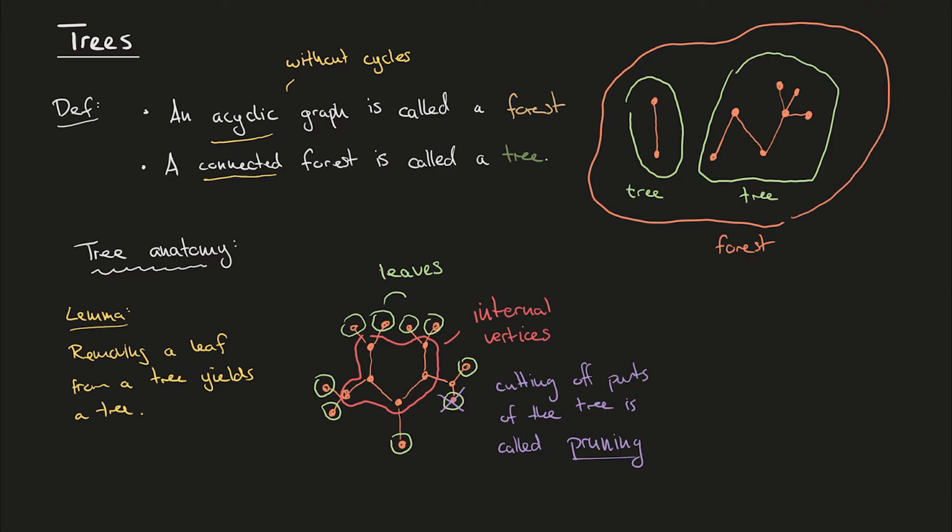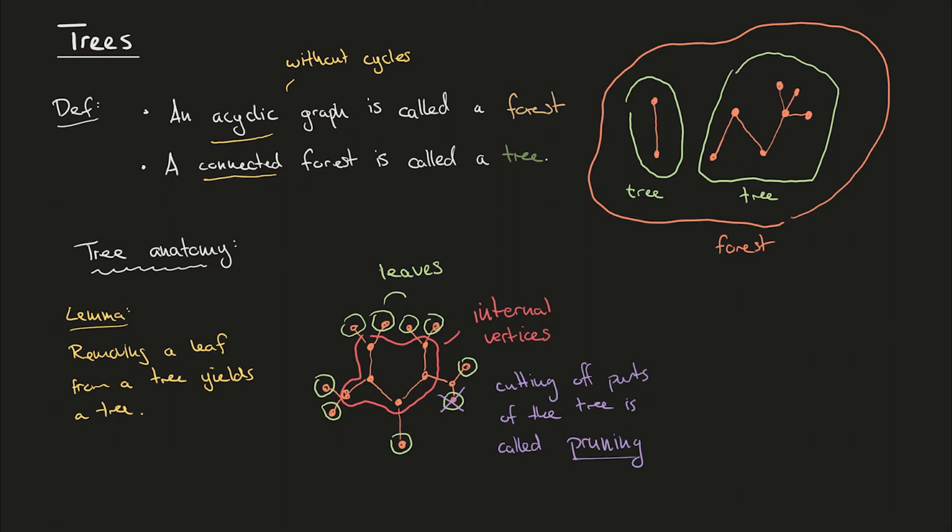Let's first think about cycles. So if we have an acyclic graph, can removing some vertex of that graph introduce a cycle? Well, I think it's pretty clear that this cannot be the case, because in order to introduce a cycle, we'd have to add some additional edge. So if we remove a vertex, we're definitely not adding an edge. Hence, if we have an acyclic graph and we remove any vertex from that graph, the resulting graph will still be acyclic. Therefore, we know that if we have a tree, then if we remove one of its leaves, the resulting graph will still be acyclic.